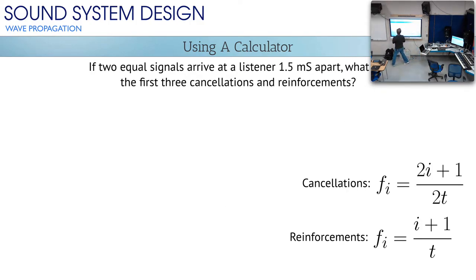So we've got 5 minutes. Let's try one of these. You've got 2 equal signals arriving at your listener, so perfectly coherent other than time. And that difference in time is 1.5 milliseconds. What are the first 3 cancellations and reinforcements?